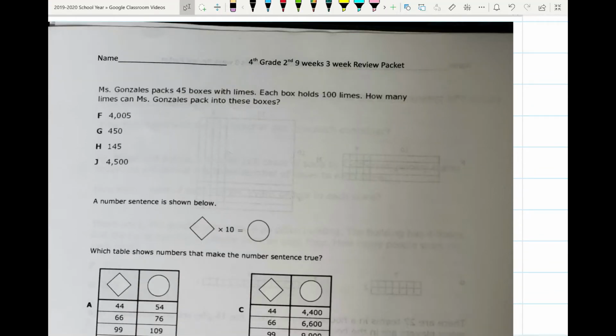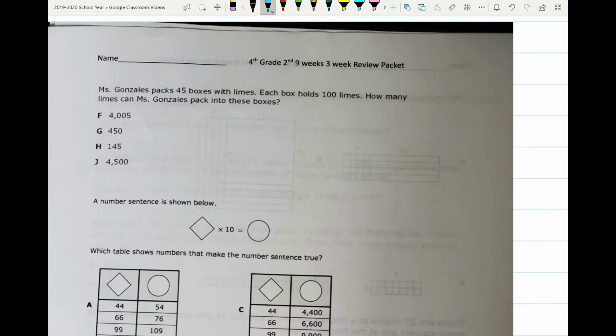All right, on this first one, okay, so let's read it. Miss Gonzalez packs 45 boxes with limes. Each box holds 100 limes. How many limes can Miss Gonzalez pack into these boxes?